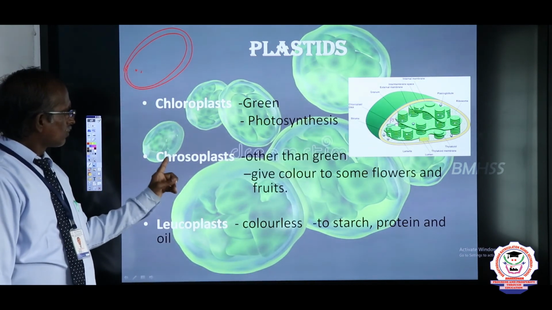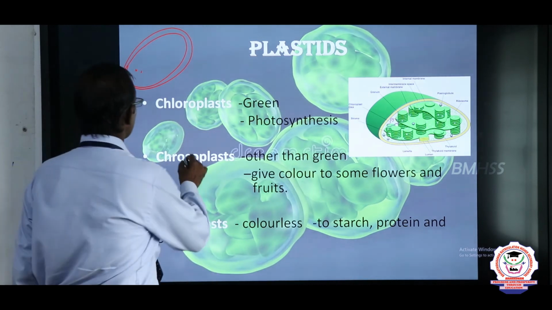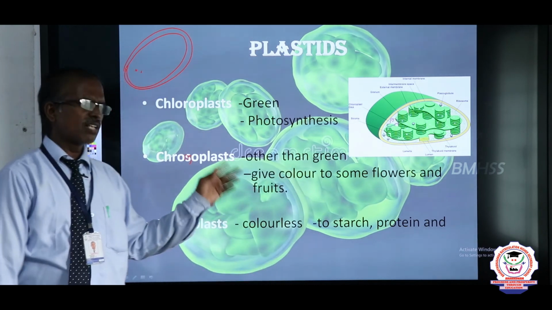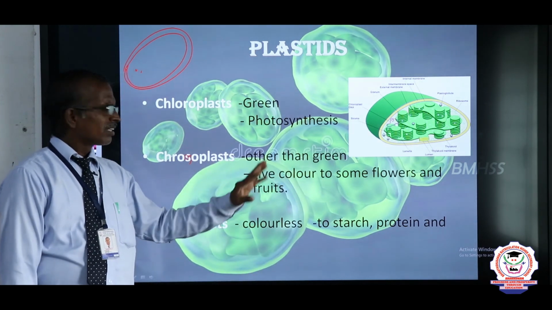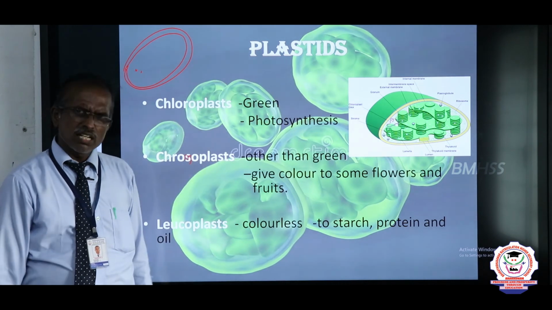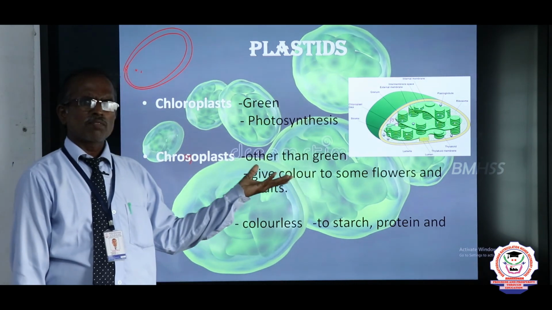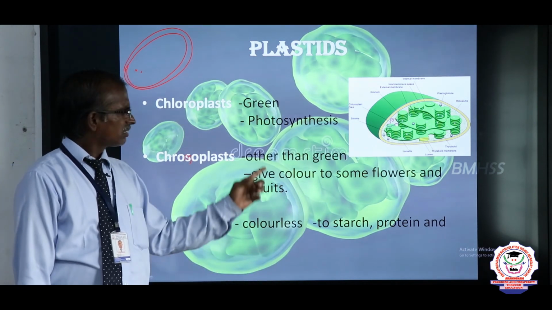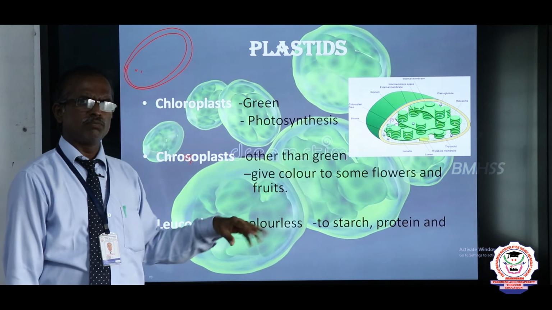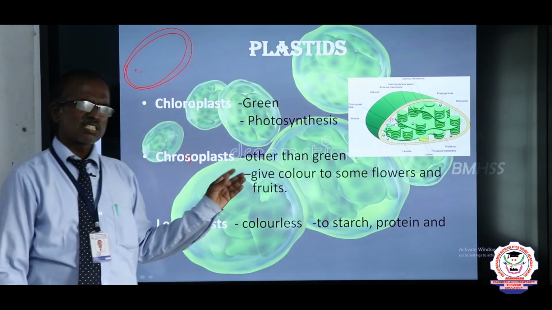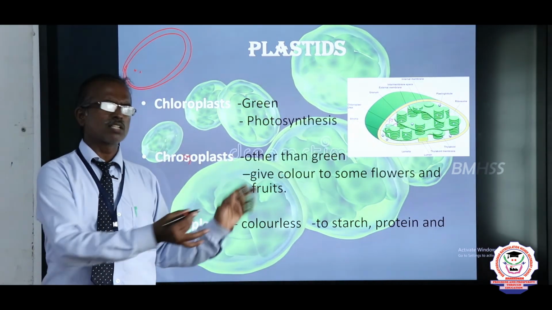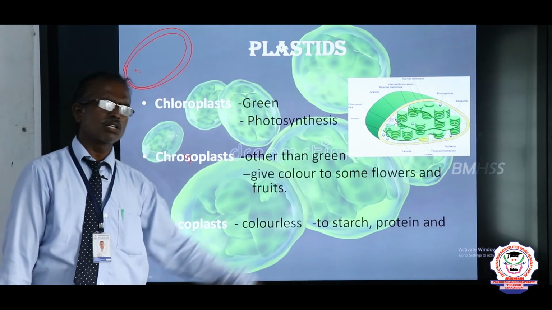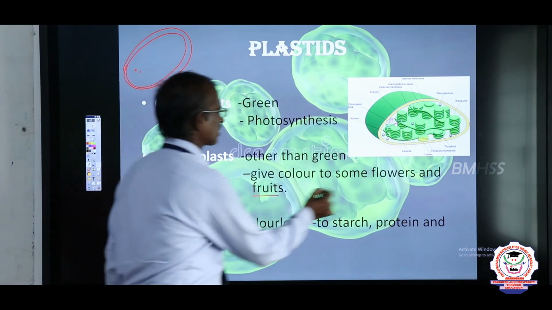Next is chromoplast. What is meant by chromoplast? Chromoplasts are also plastids. They are other than green in color. They may vary from red, yellow, orange and so on. These mainly help in giving color to some of the plant parts, namely flowers and fruits.